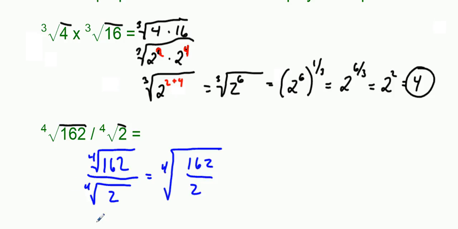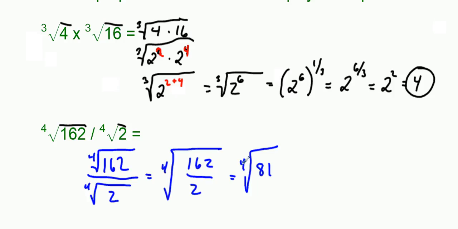Because these are all in the 4th root, I can make this into one. The same thing can be said if I have the 4th root of a fraction: I can split it into 2 individual roots if I wanted to do so. Now from here, I can divide 2 into 162, and that's going to be 81.